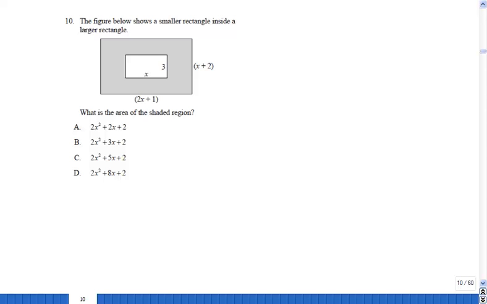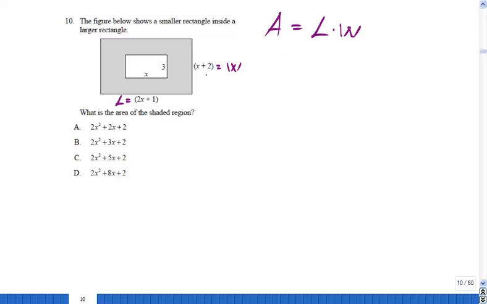Problem number 10. The figure below shows a smaller rectangle inside a larger rectangle. What is the area of the shaded region? How can we find that? Well, first of all, you have to remember the area of a rectangle is given by length times width. Okay? What is your length? For the large one, it is 2x plus 1, and the width is x plus 2. Let's find that first.